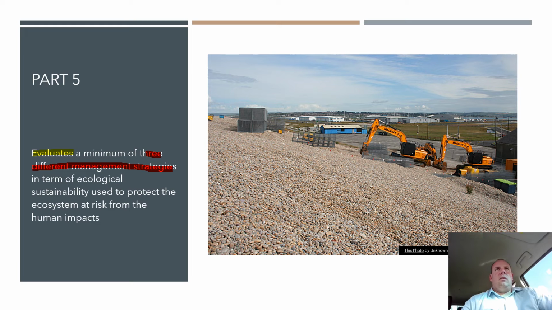So I've already said that at Shelley Beach you've got fenced off areas. That's one management strategy. You can't use that again, so you might have to use the boardwalk that separates the paths in between at Shelley Beach. That would be a separate one. The car park would be another one. So there are 3 management strategies. You've got to talk about the ecological sustainability of those strategies. Ecological sustainability means how we can preserve those ecosystems, so we're basing our judgment on how sustainable those ecosystems are.